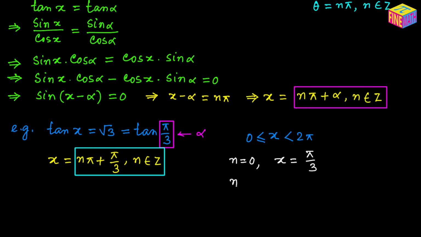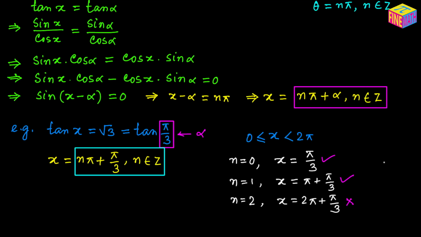When n is equal to 1, we are going to get x as pi plus pi over 3. When n is equal to 2, then x will be equal to 2 times pi plus pi over 3. But you see, 2 times pi plus pi over 3 is greater than 2 pi, and that will not work for this given condition that the value of x has to be between 0 and 2 pi. So we can take the first one and the second one, and we have to reject the third one. So actually we only have two solutions for this given criteria.